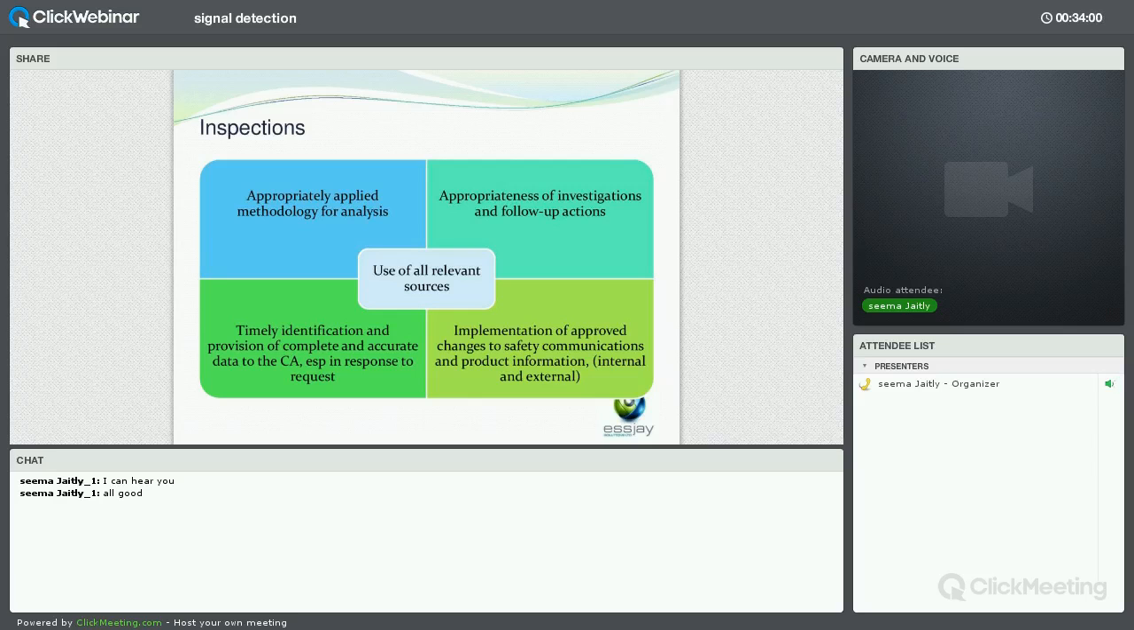So you've identified something, you said there's an issue, and you haven't updated your label. So really, they're going to look to make sure that you've looked at every appropriate source available, that you've appropriately applied your methodology for analysis, your investigations are appropriate, and follow-up actions that are suggested are appropriate as well, and that you have actually updated your label as you said you would do, and that communication to the external audience is appropriate.